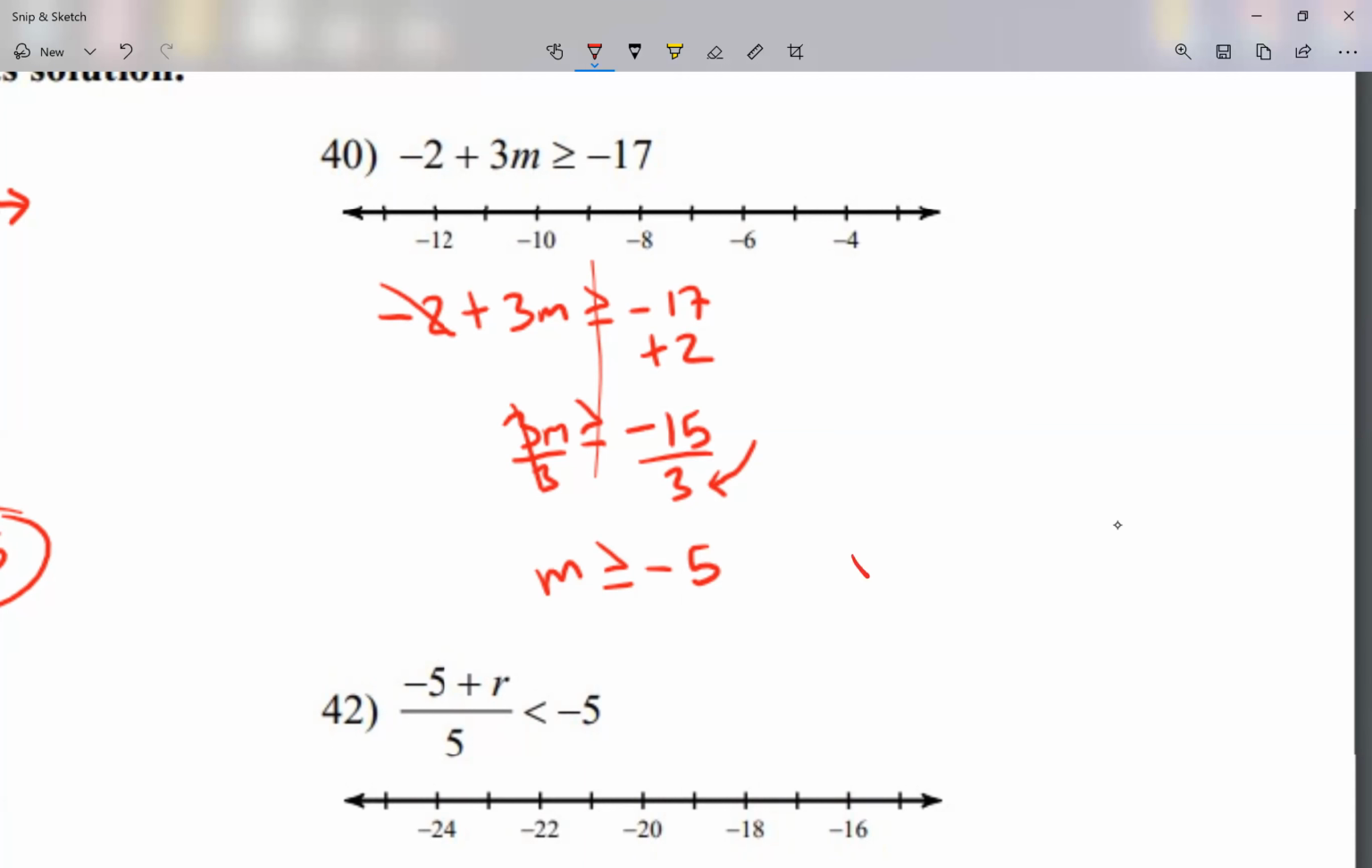The way you type this in Canvas: m is greater than or equal to negative 5. That's if I'm just solving it. The way I'm going to graph this, I have to circle negative 5. And again, I don't see a negative 5, but it's in between negative 6 and negative 4. Because of the or equal to, my circle is going to fill in. Now my inequality sign looks like an arrow that's pointing to the right, so I'm going to go to the right.